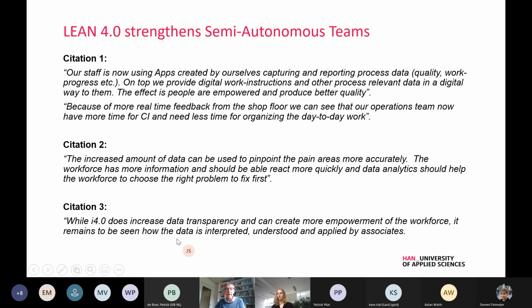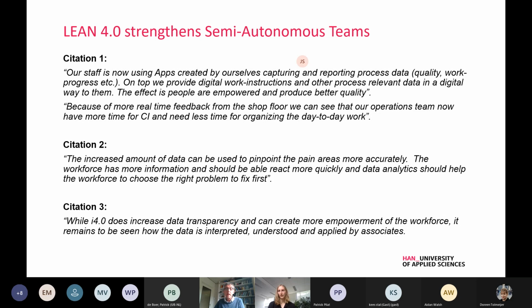Of course, the data remains an issue. So also many managers, I didn't take it in this slide yet, but many managers say, well, to select the good data and to teach people how to interpret this data, what can be done with the data, remains an important issue. So you see that Lean 4.0 strengthens autonomous teams. And that's also why we think that autonomy and autonomous teams, semi-autonomous teams, become a part of the socio-technical, socio-digital company.